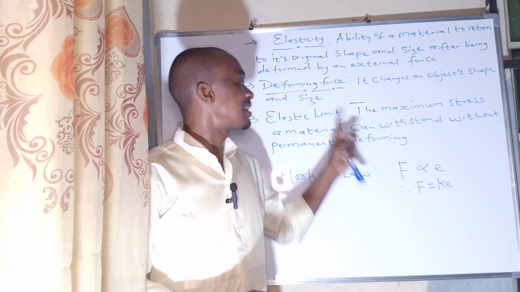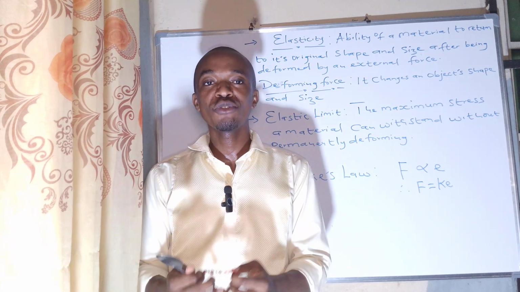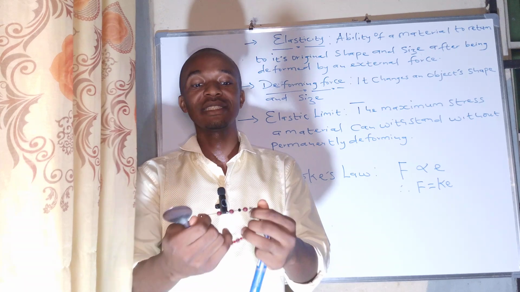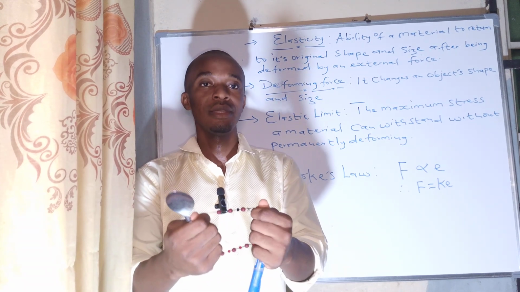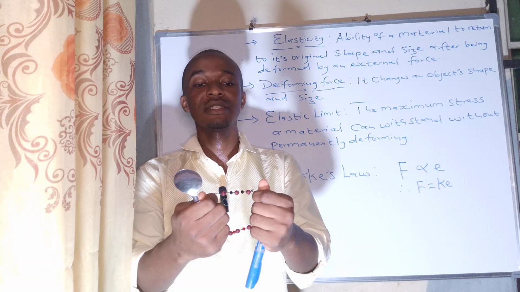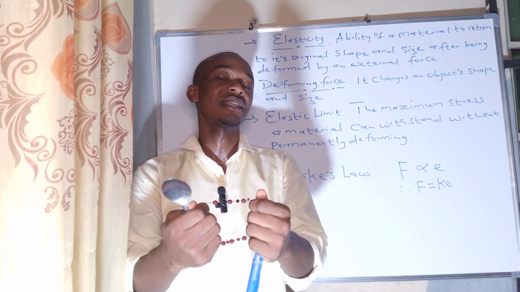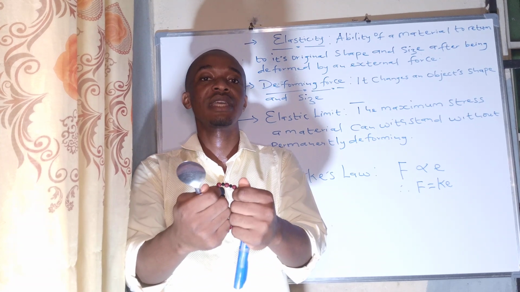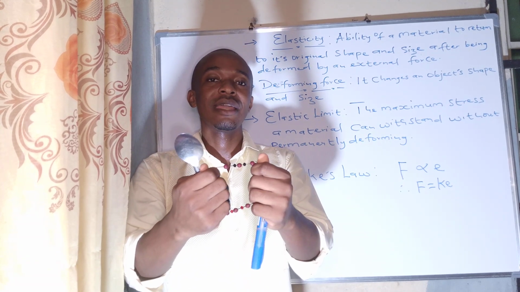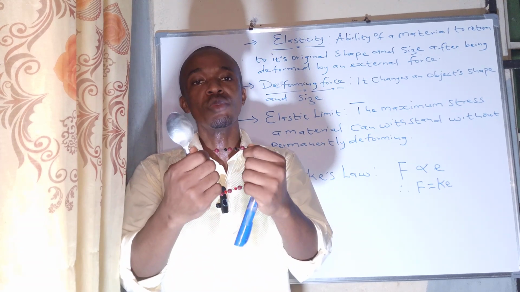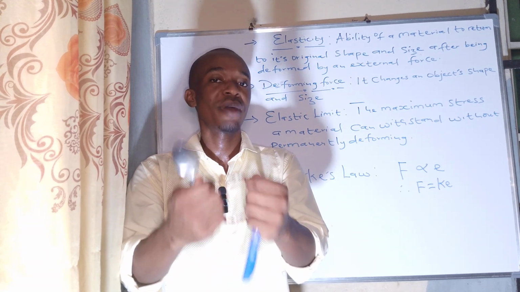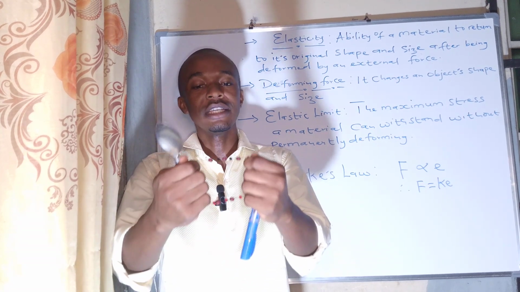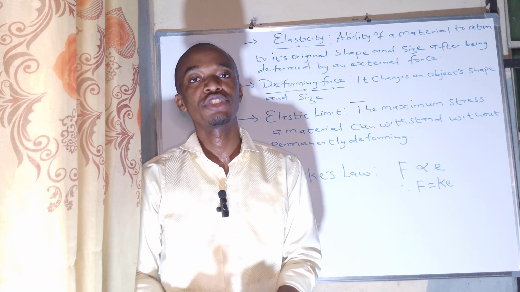Let's go to elastic limit. There is a maximum force, but we would not like to use force, we like to use stress. There is a maximum stress that this elastic material can withstand. If you go beyond that stress, this material would deform plastically. That means that this material will not return back to its original shape and size. So the maximum stress an elastic material can withstand without deforming permanently is what we call elastic limit. So we should not exceed the elastic limit. If we exceed it, this material will not be able to return back to its original shape and size.